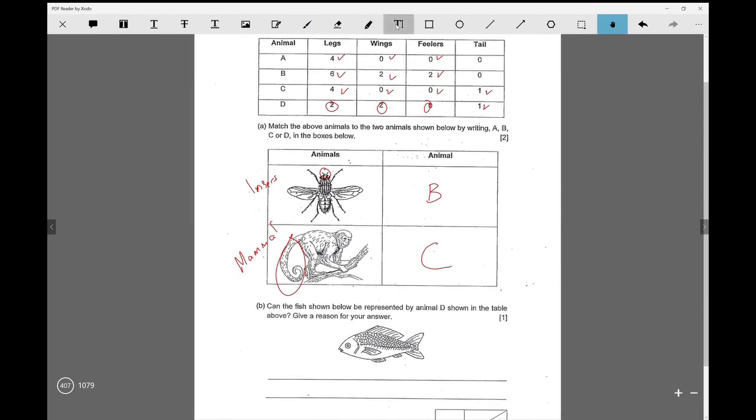So there are a lot of reasons you can write. There are 3 reasons. Okay, but first you must mention no, because they ask you can it be grouped under D. So no. Okay. You can say the first reason is animal D does not have wings. Animal D does not have feelers.